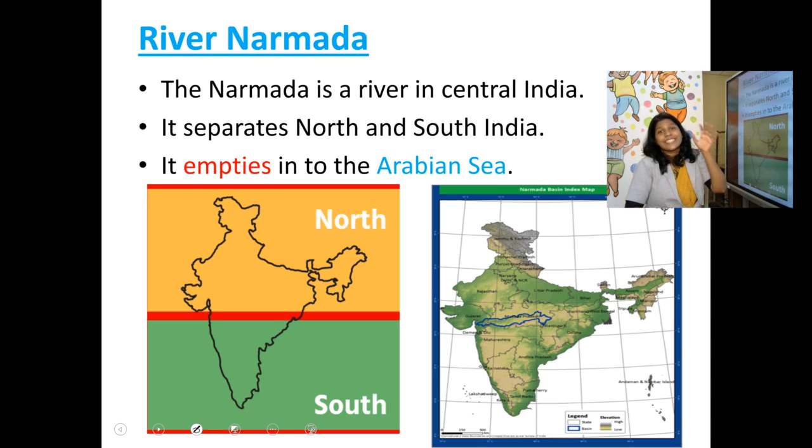The river Narmada is a river in central India. Where is the Narmada located? It is in central India. Here is the river Narmada, and it separates North India and South India. Teacher already told you that India can be divided into two, North India and South India. This Narmada made a natural boundary for North and South India, and it empties into the Arabian Sea.